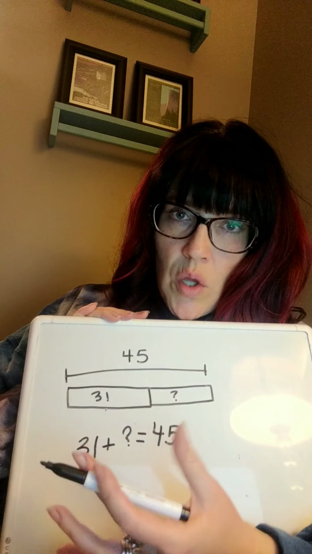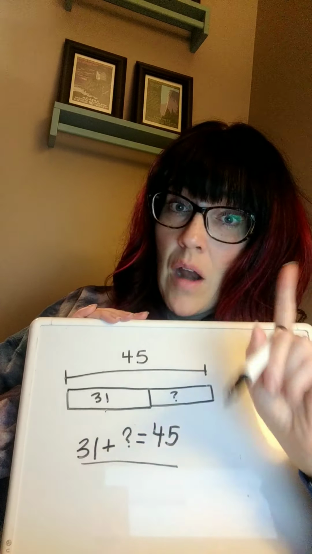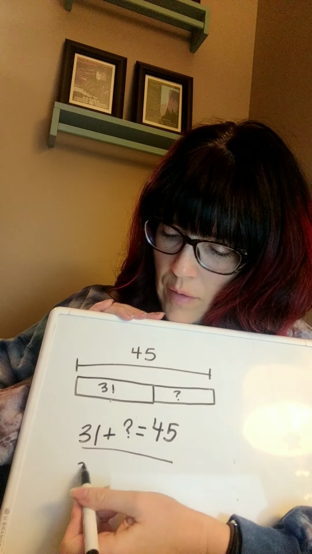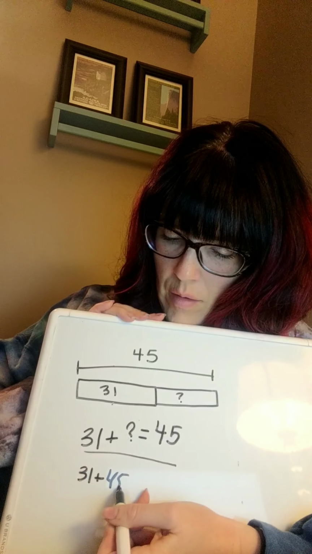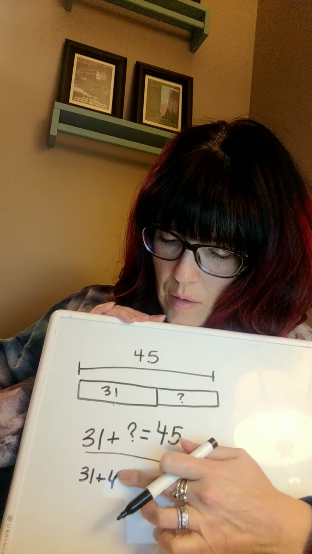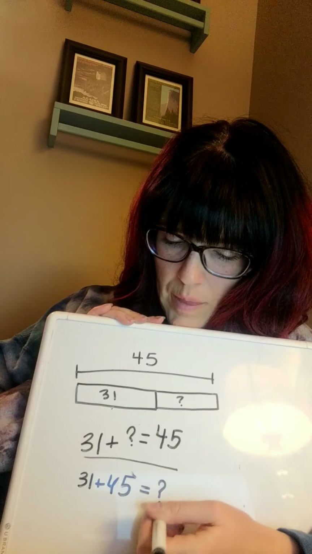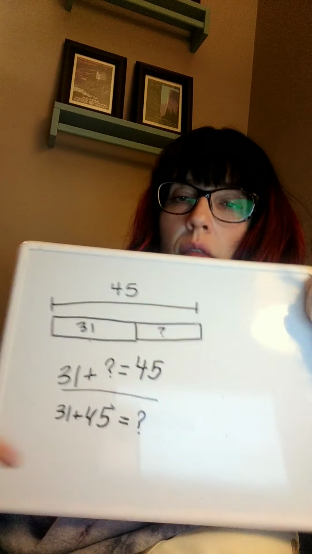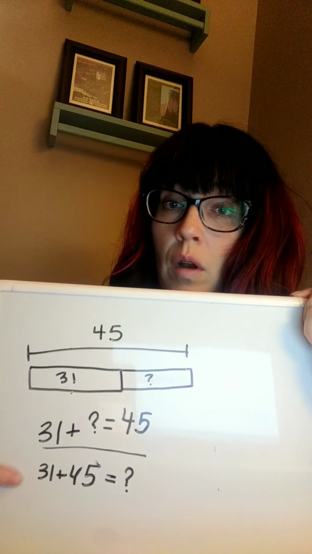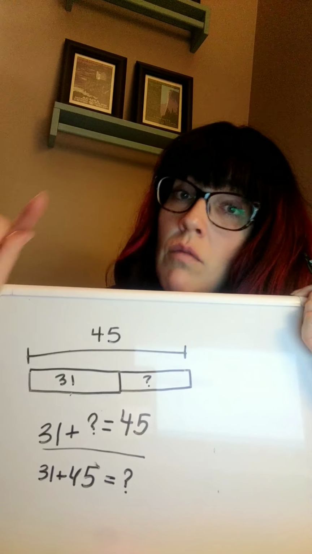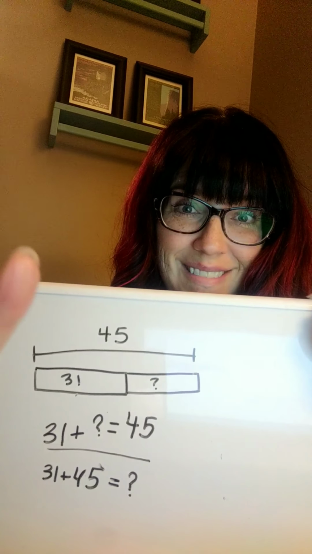So my question to you is, why would this be the right number sentence and not this? Okay, so if I did this. Oops, that's pretty sloppy. Why is this number sentence not the right answer? 31 plus 45 equals question mark. I'm going to give you a few seconds. I want you to pause and discuss. Ready, set, pause. And you're back.